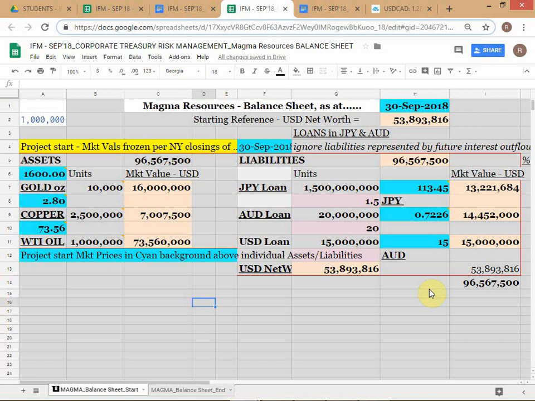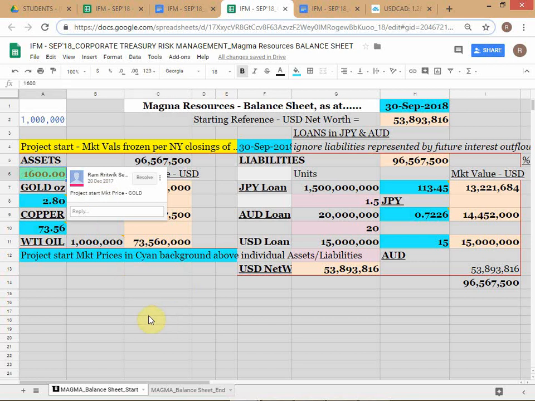Now let's change it back. Look at the dollar value. Just focus on the dollar value of the loans. I'm sure this is basic stuff, but there's 15 million, 14.4 million and 13.2 million here. We are interested in the dollar values because this is a dollar balance sheet. Is everyone clear? Now I change the gold price back from 1600. Notice the total balance sheet is 97 million, rounding out from 96.5.